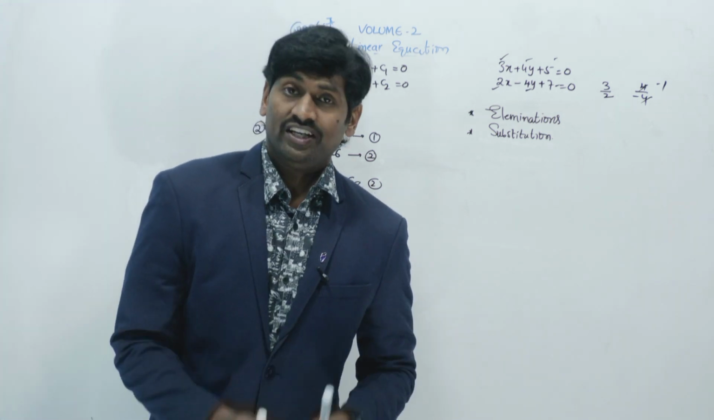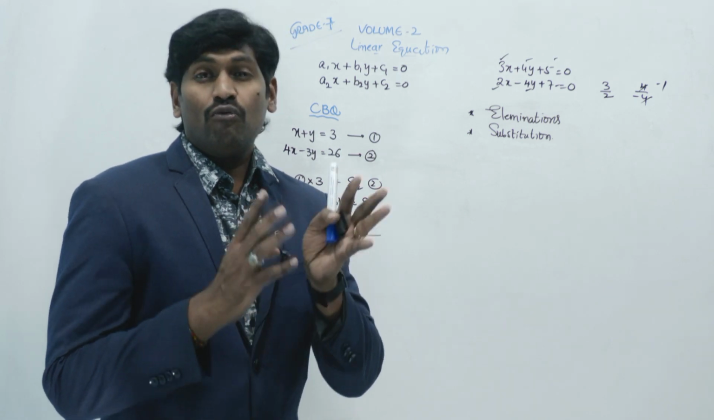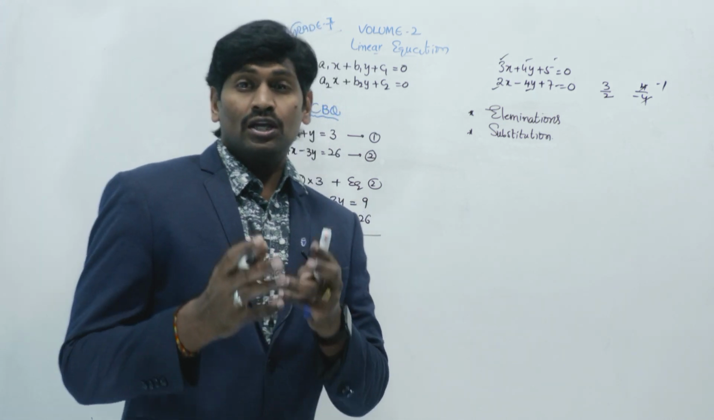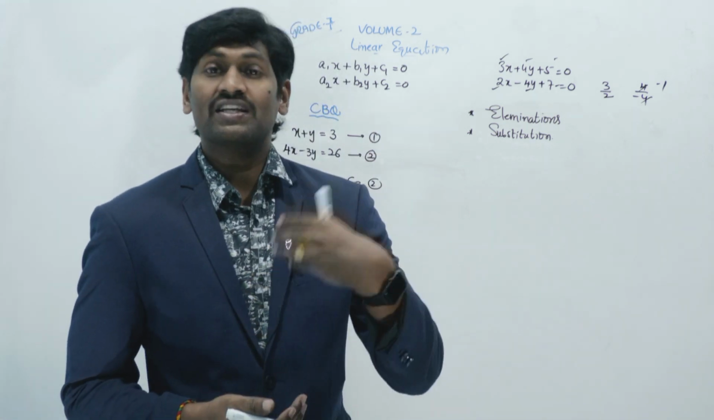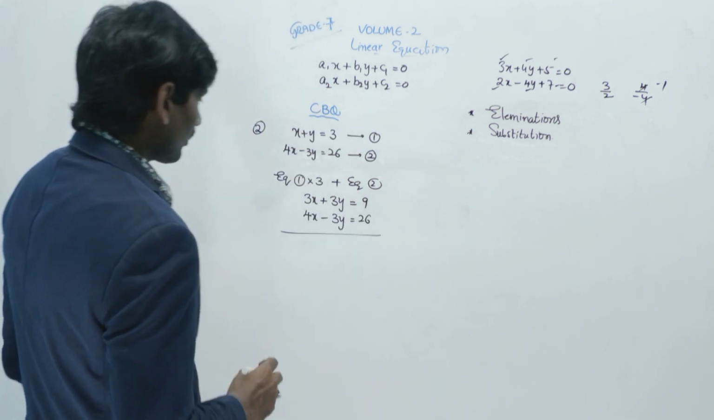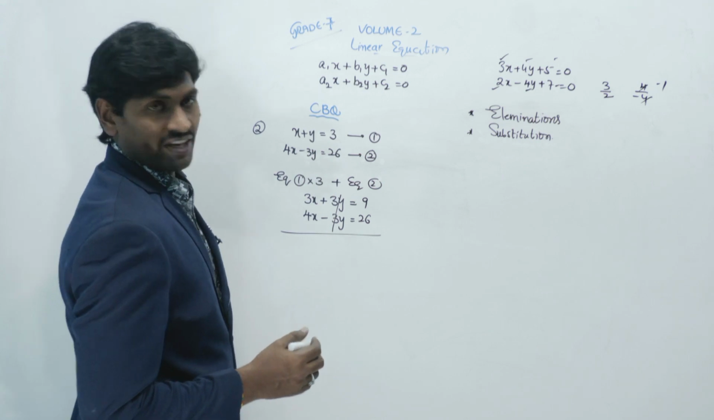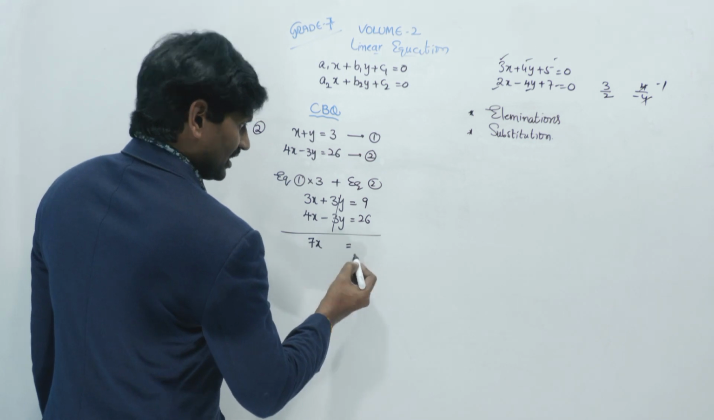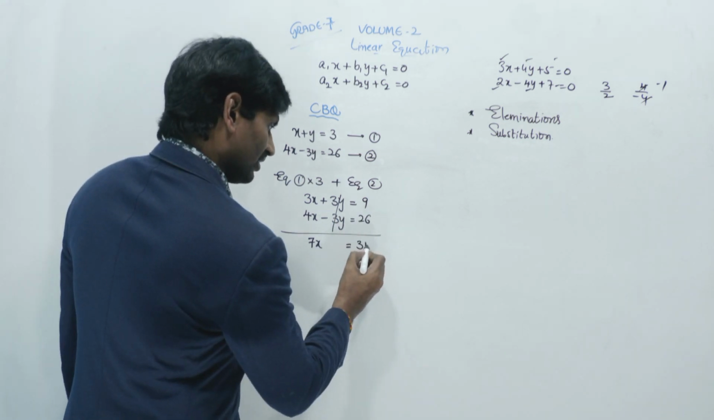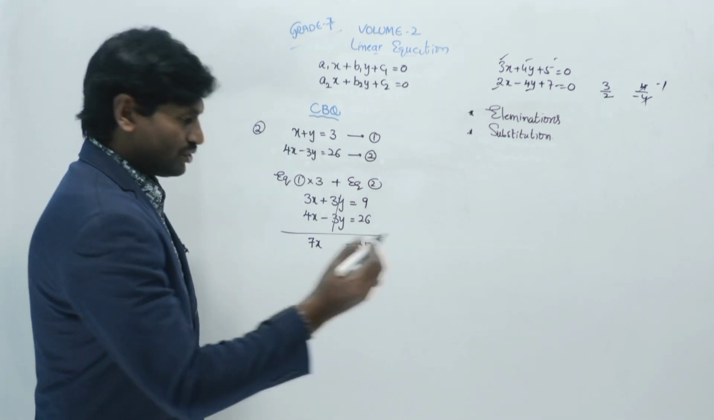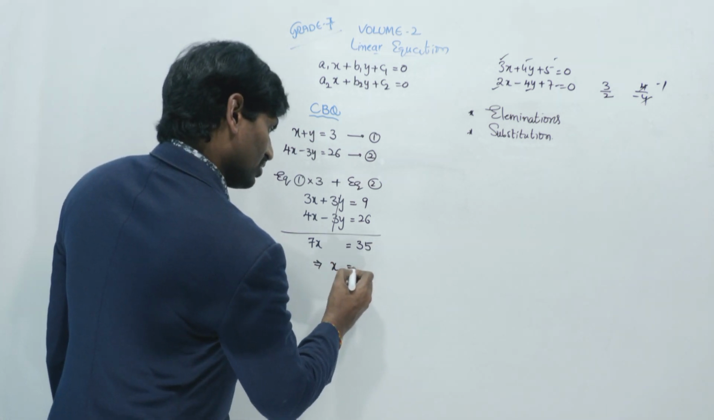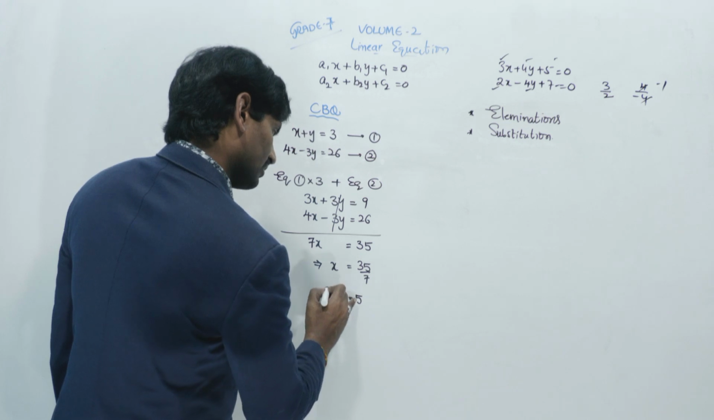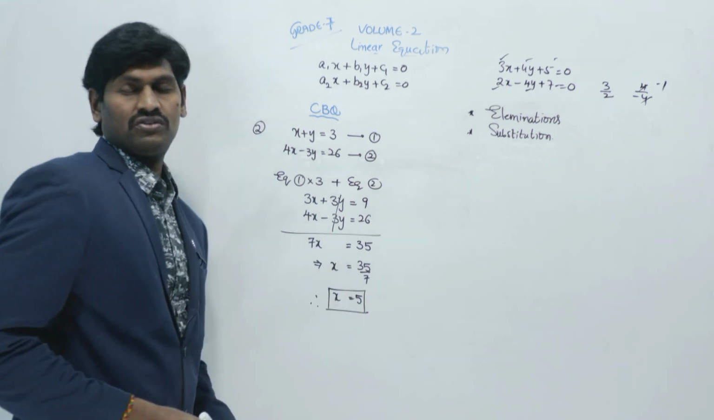So we eliminate one of the variables, then we get the value of the other variable. How are we eliminating? By making their coefficients equal. Now plus 3y minus 3y, when you add, gives 0, and 3x plus 4x is 7x. That equals 9 plus 26, which is 35. Now 7 is multiplied, so when you transpose it, it divides. So x equals 35 by 7, 7 fives are 35. Therefore the x value is 5.